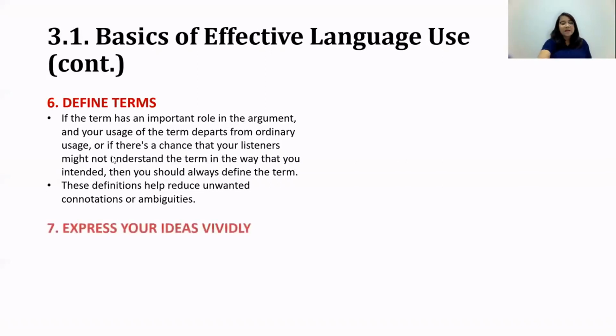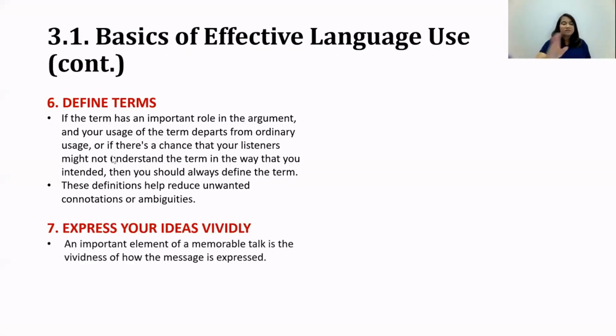Right. Number 7, express your ideas vividly. An important element of a memorable talk is the vividness of how the message is expressed. Although we have a very good message in our presentations, if we are not able to express the ideas vividly, that's still meaningless. So we need to consider our audience, and consider the way we will express our ideas so that they can be delivered well and clearly.